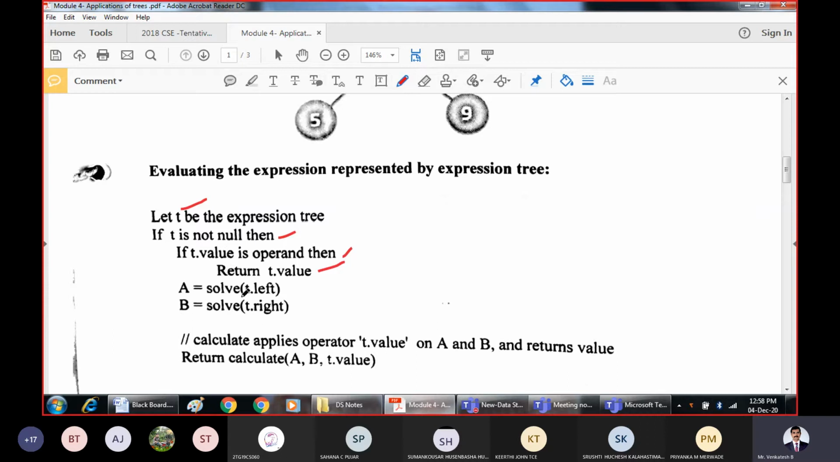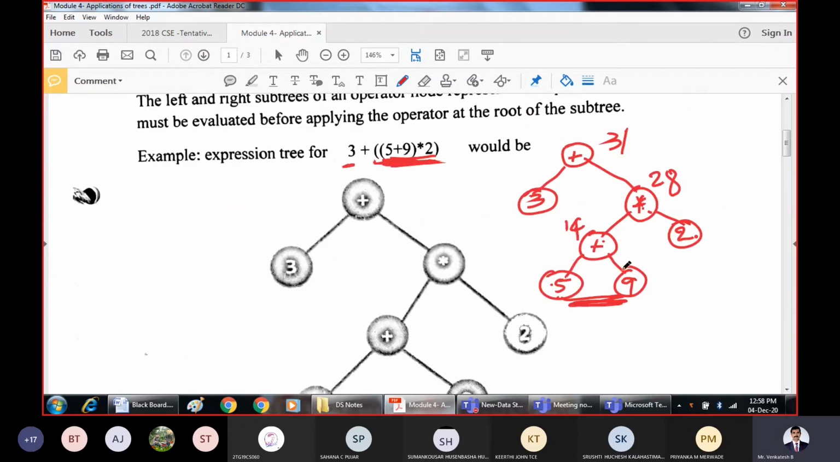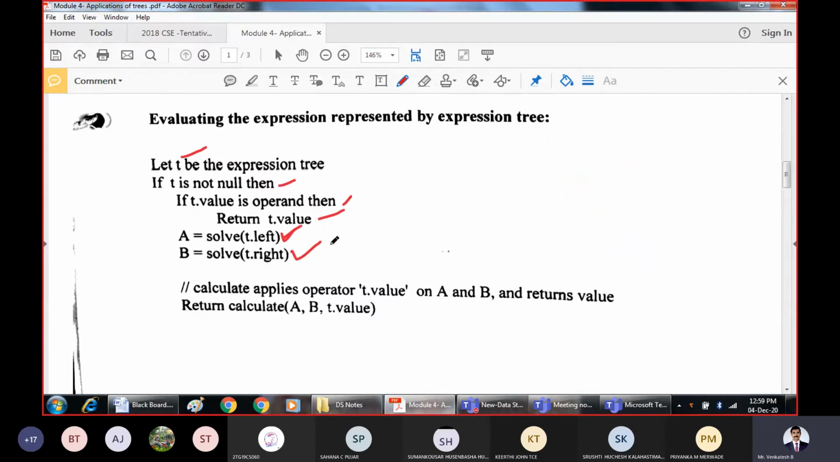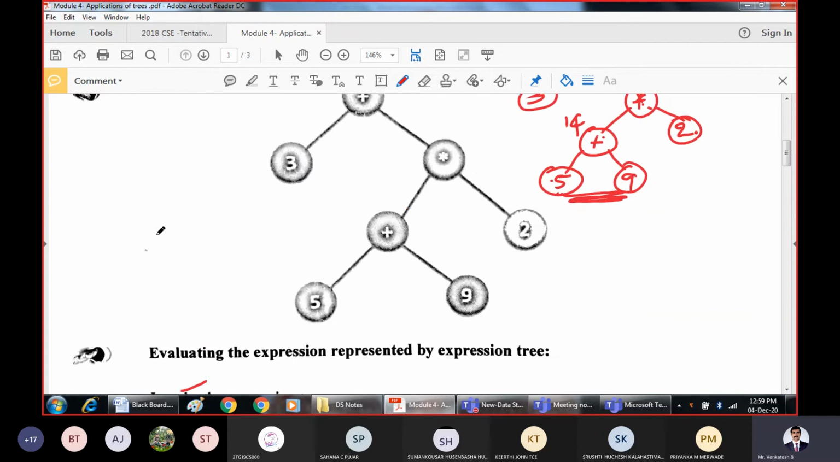That means if it is an operand, simply return the value. Otherwise first solve the left subtree, then solve the right subtree, as I said while explaining this. If you want to apply plus, first solve the entire left subtree, then the entire right subtree, then apply the operator, that is, apply T dot value on A and B. Whatever operator is there, apply it on the left and right results, because after solving the left and right you will get some value for A and B.